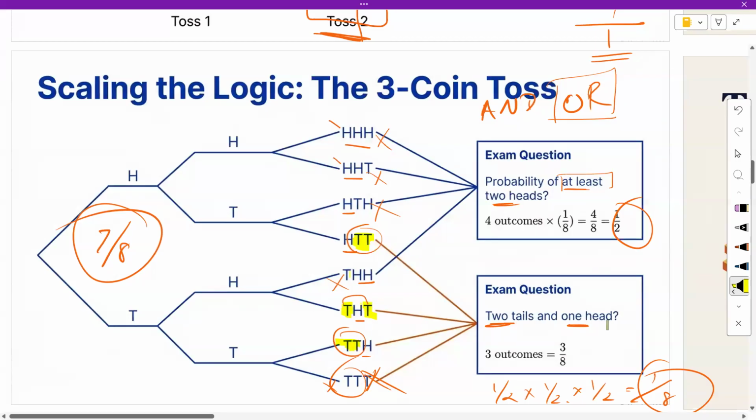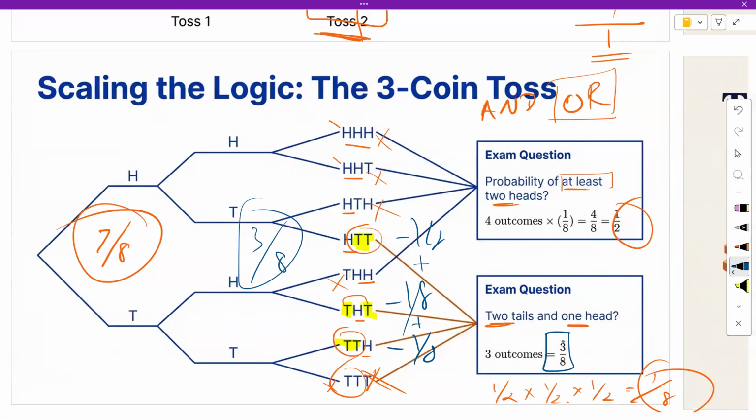How many? 1, 2, 3. There are 3 possible outcomes out of 8 where we will win the game. So what's the probability? 1 over 8, 1 over 8, 1 over 8. So 1 over 8 plus 1 over 8 plus 1 over 8. Then the probability of getting 2 tails and 1 head is 3 over 8. Is it clear?